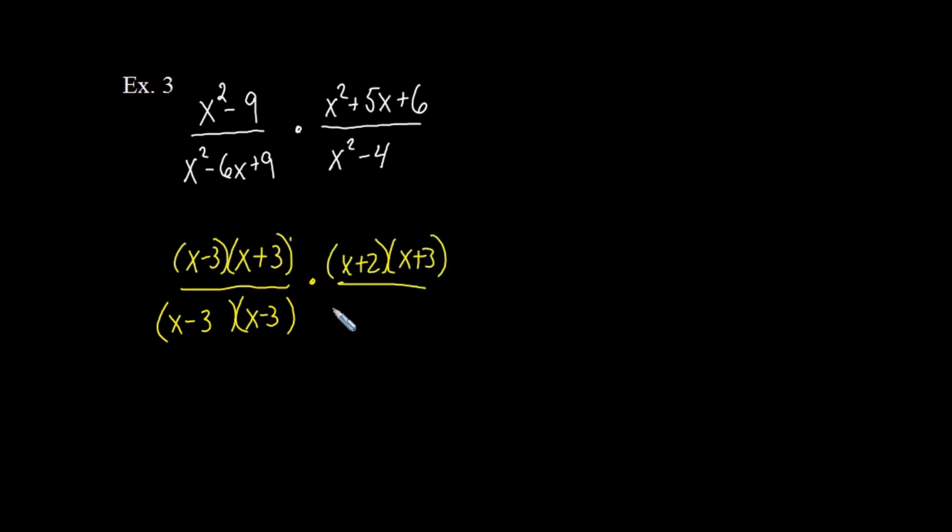And then the difference of two squares, we'll take the square root of both, and they will become conjugates. One will be positive, one will be negative. And then we will cancel in a one-to-one fashion common factors from the numerator and denominator. So x minus 3's, there is an x plus 2 though.